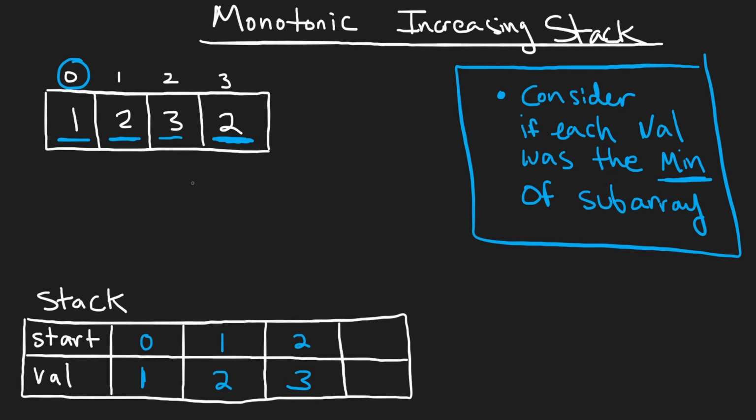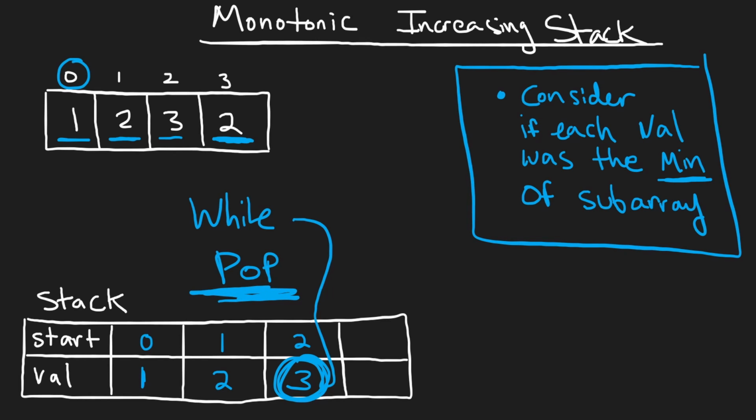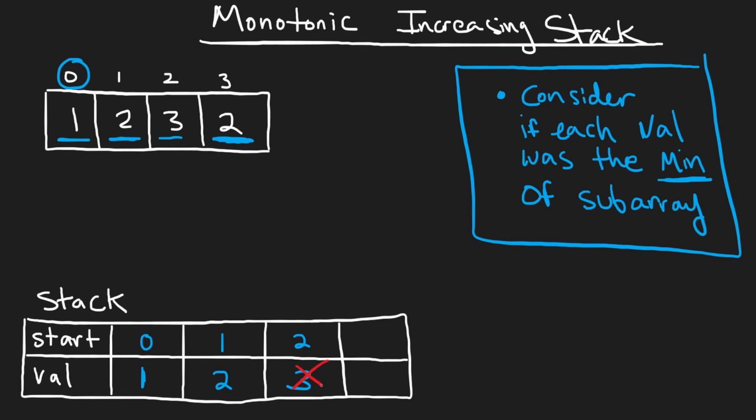So what are we going to do? We want our stack to always be in increasing order. So what are we going to do? While the top value in the stack over here is greater than the value we're looking at right now, we're going to start popping from our stack. So we're going to pop 3 from our stack.